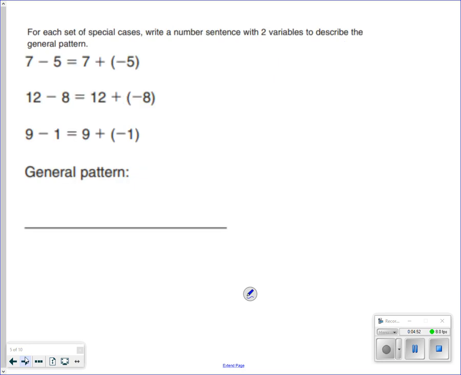Let's take a look at this next one. It says, for each set of special cases, write a number sentence with 2 variables to describe the general pattern. So we have 7 minus 5 equals 7 plus negative 5. Okay, we have 12 minus 8, so essentially this number repeats and this number repeats. So let's write out an equation. That means, let's say the blue numbers are A, and let's say the green numbers are B.